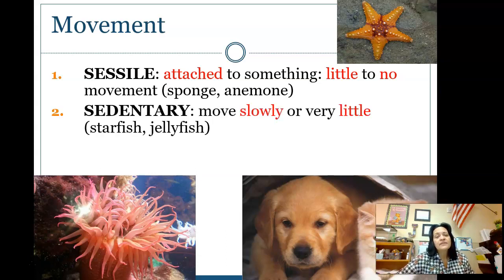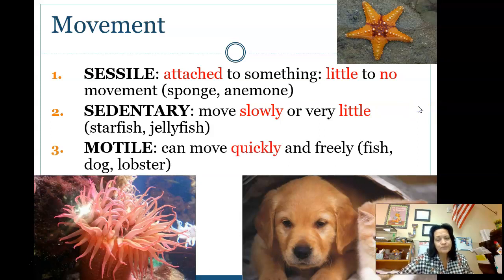Okay. Then there's sedentary, which moves very slowly or very little. This would be like the starfish or the jellyfish. And in normal motion, they're really slow, but they can get around and move places if they need to. And then there's motile. Motile can move quickly and freely. That'd be fish, dogs, lobster, humans, most of the animals you think of at the zoo or the farm, right?